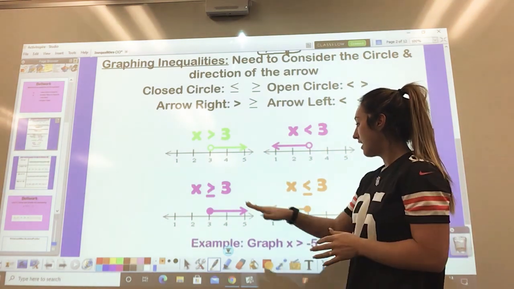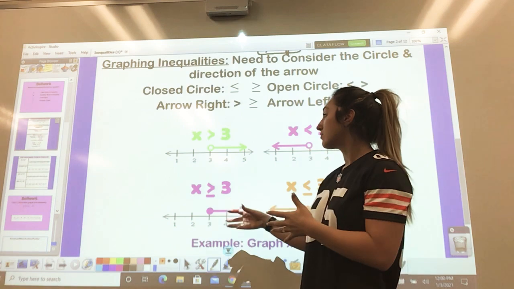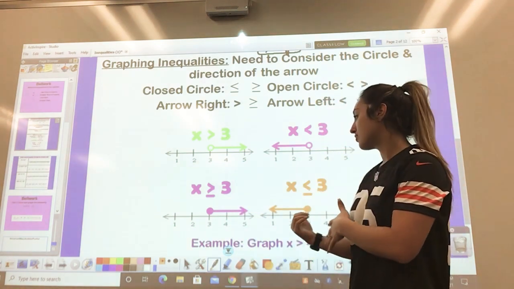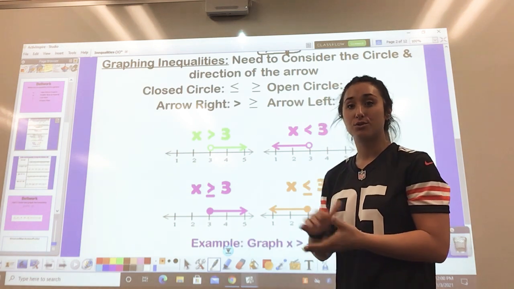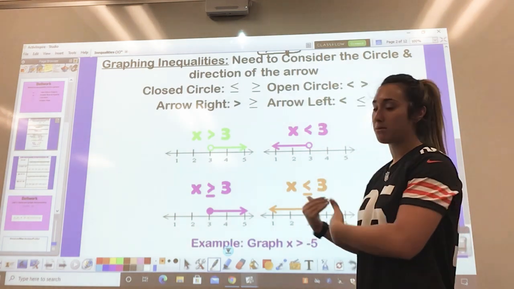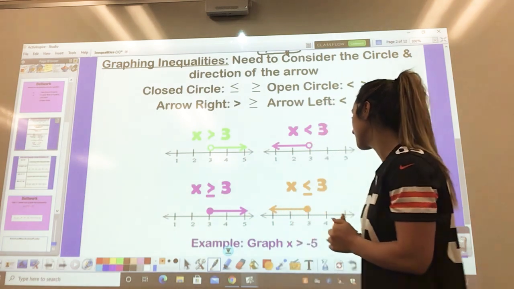And then these are both greater than or equal to and less than or equal to, so the only change is that the open circle becomes filled because x could include 3 as well. X could equal 3 or be greater than it.